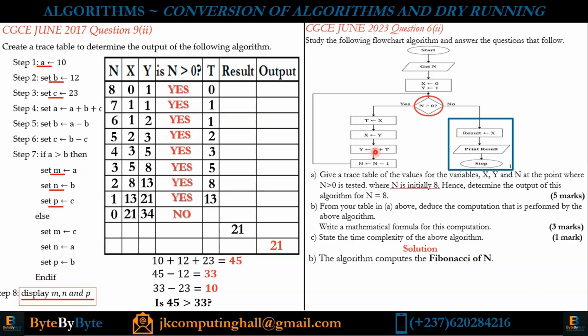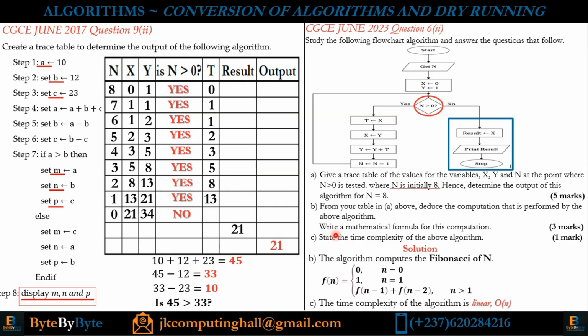Now they said write a mathematical formula for this computation. Okay, for the Fibonacci of a particular integer n, this is what we have. F of n is equal to 0 for n equals 0, 1 for n equals 1, and f of n minus 1 plus f of n minus 2 for n greater than 1. Another sharp student will simply say f of n is equal to n for n equals 0 or 1, because if n is 0, this is still n, as you can see. And if n is 1, this is still n. So a smart student will simply say f of n is equal to n for n equals 0 or 1, and this formula for n greater than 1.